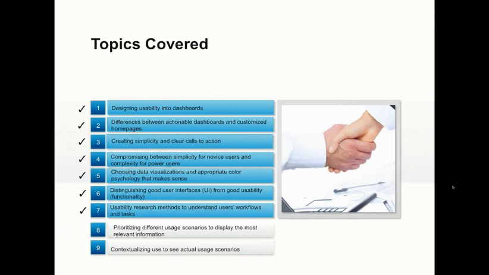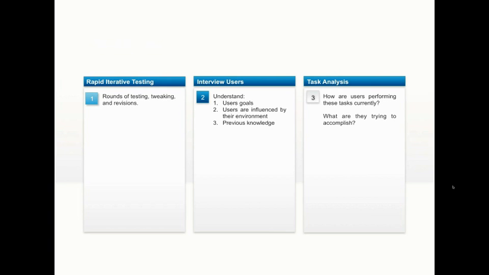Now we're going to talk about a few usability research methods that help us to understand the user's workflows and tasks. So these are not in any particular order, but what you want to do first is to interview your users. So interviewing your users, you want to understand their goals. You want to understand how users are influenced by their environment and what previous knowledge they have. What do they bring to the table?